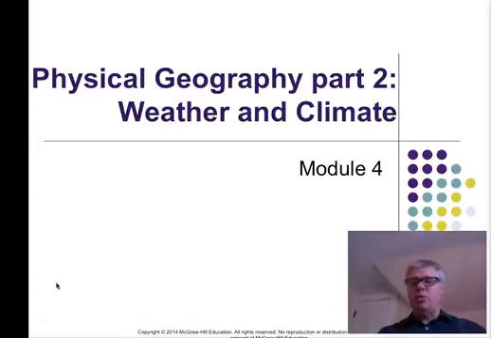In this section we're looking at weather and climate, which is another thing that geographers like to look at to try and understand why certain places are the way they are in the world and why there's a difference in terms of weather and climate across the world.